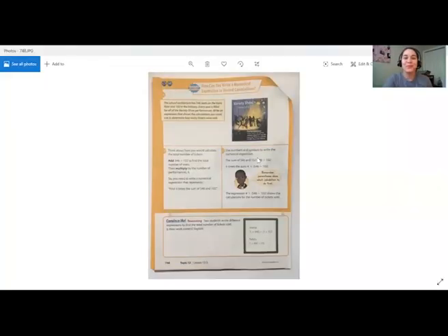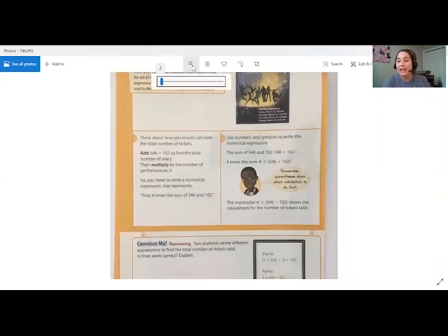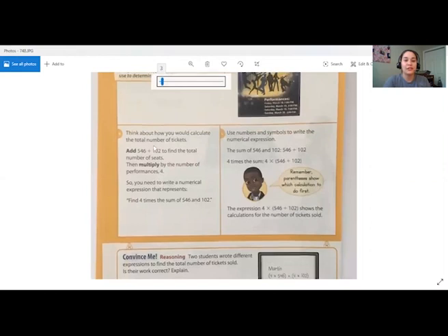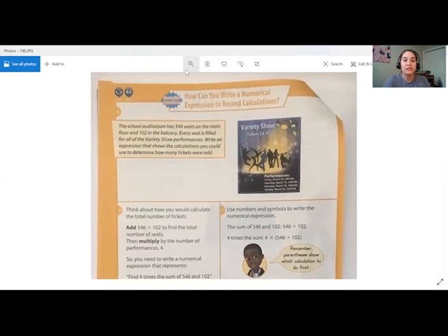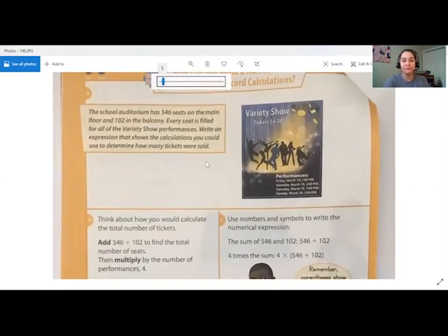If you have your packet in front of you, go ahead and open it up to page 748, and I'm going to get it pulled up on my screen too. All right, so today we are talking about writing numerical expressions. So let's go through our first practice problem up top.